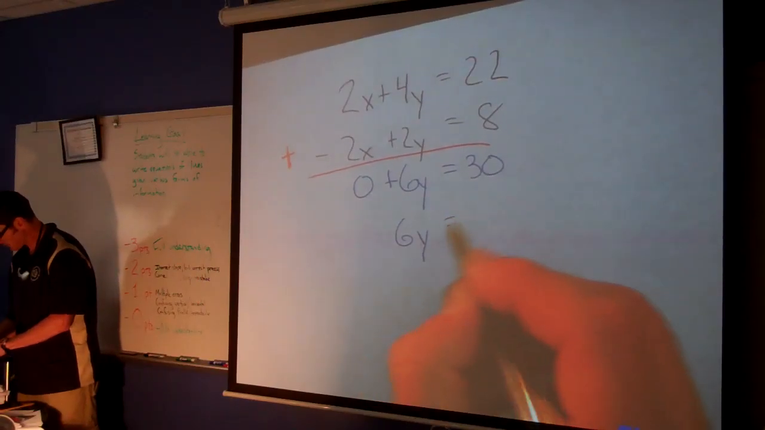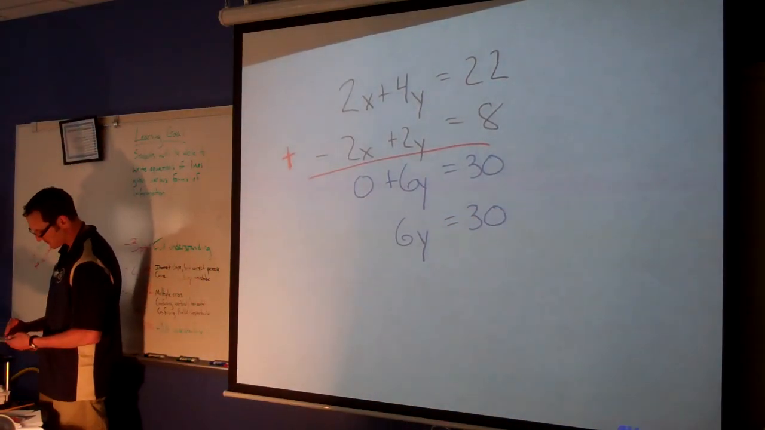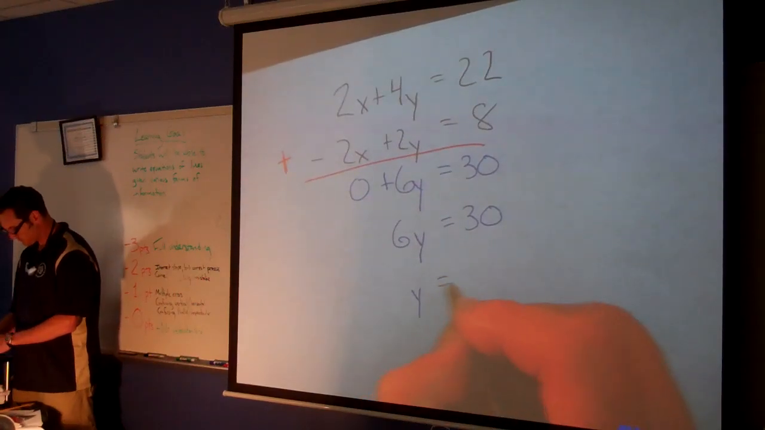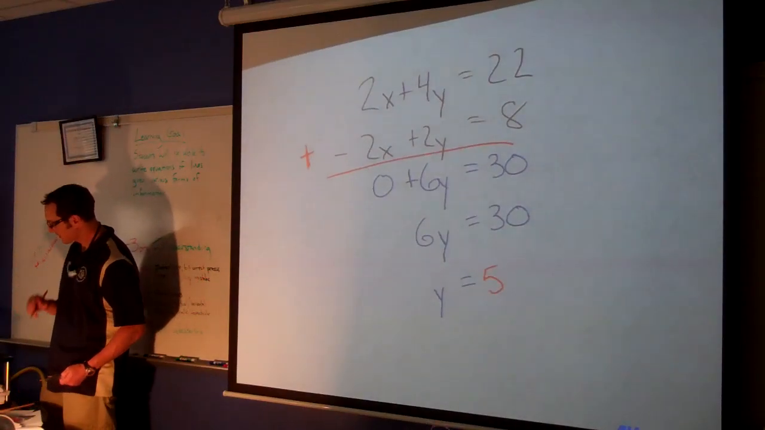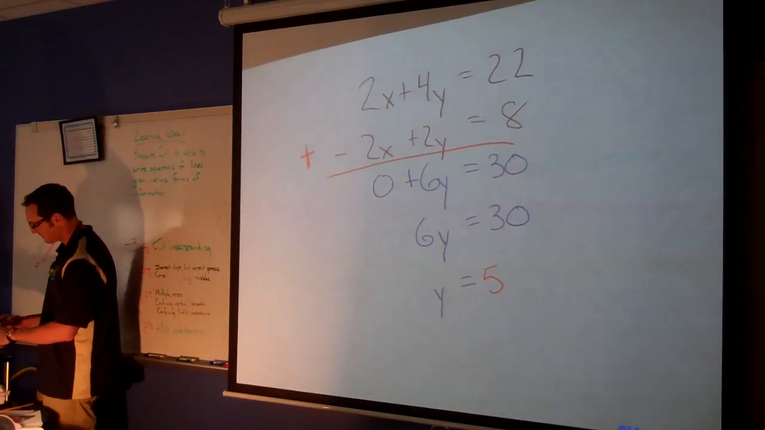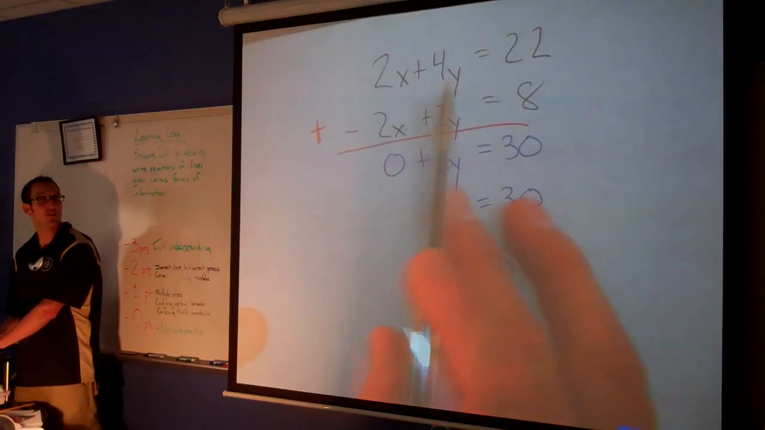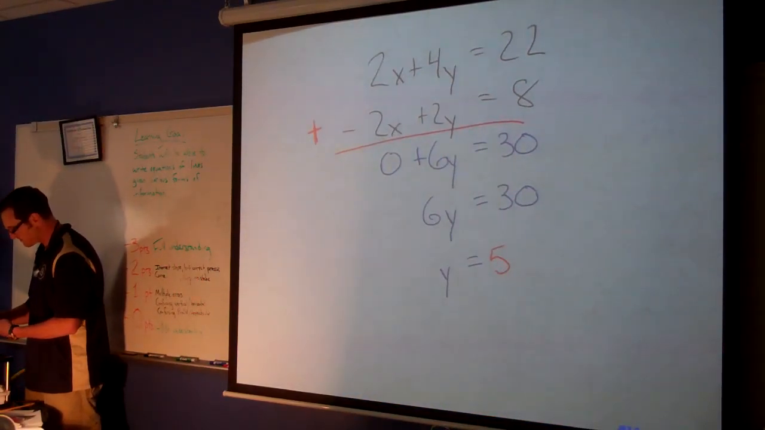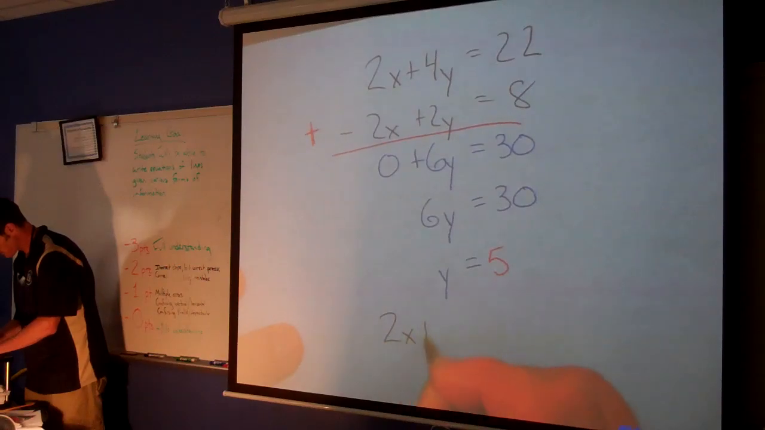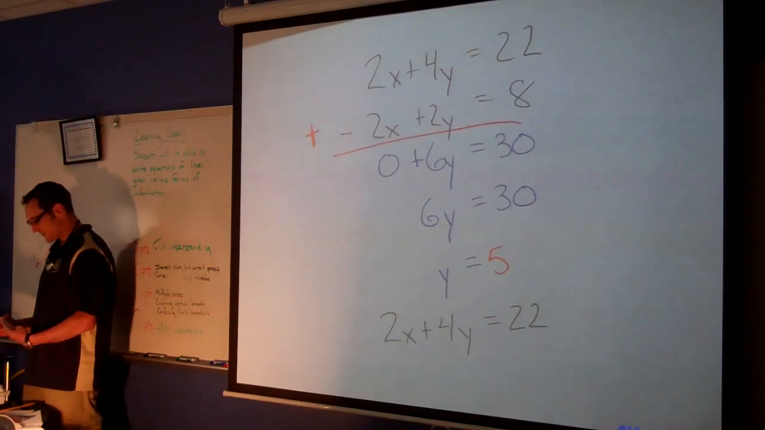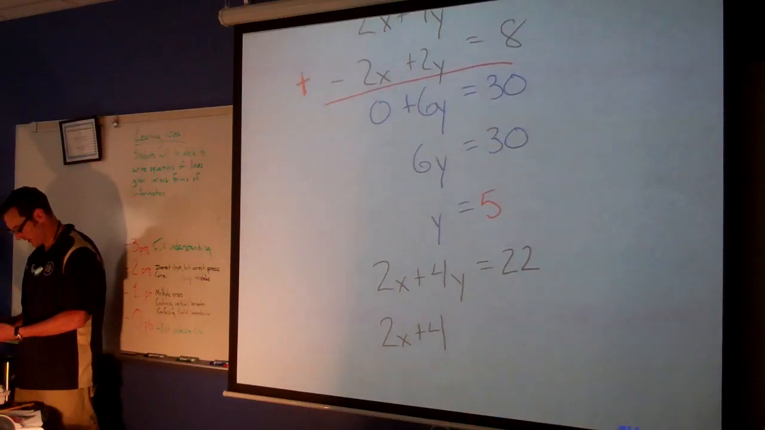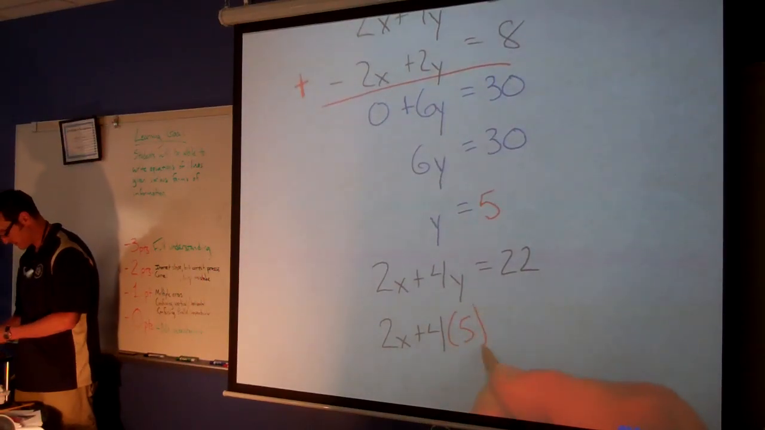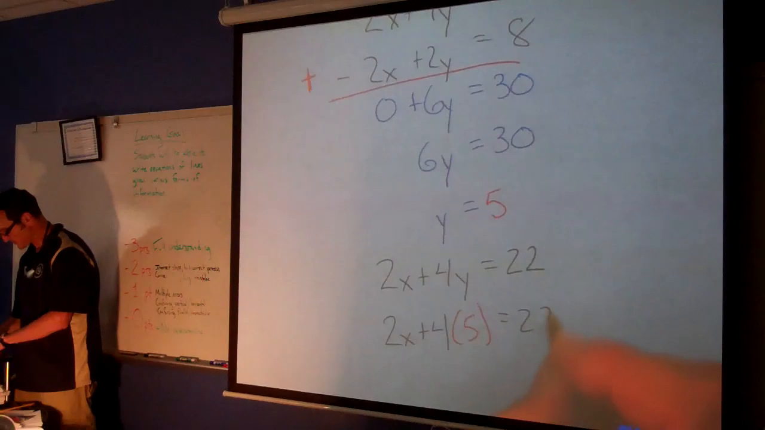Now we clean up our leftover equation and simply solve for y. To solve for y, all we do is divide both sides by 6. We have y equaling 5. We take that value of y and put it back into either of the original equations. I'm going to use the top original equation. 2x plus 4y equals 22. And then I'm going to substitute my value for y. 2x plus 4, not y, 4 times 5. And that's going to equal 22.